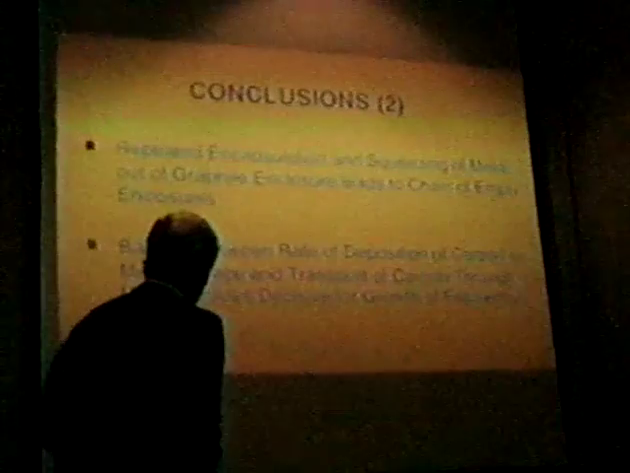Finally, the conclusions. You get a repeated encapsulation and squeezing of metal particles out of the graphite enclosures, and that gives you chains of empty enclosures. There is always a balance between the rate of decomposition of carbon on the metal surface and the carbon diffusion through the metal particles, which can give you filamentary growth. Well, in spite of all the difficulties with the technique, I hope that I gave you some impression of the work we are doing, the combination of ferromagnetism, electron microscopy, and chemical kinetics, and I thank you for your attention.